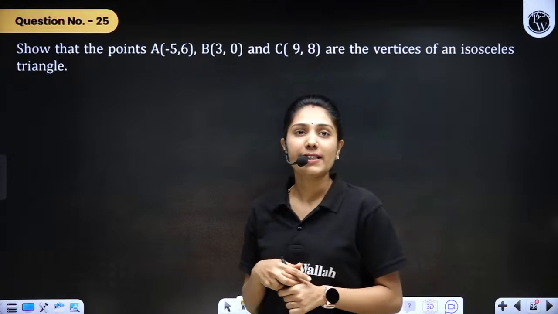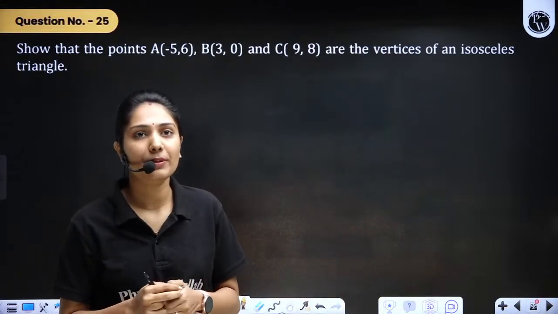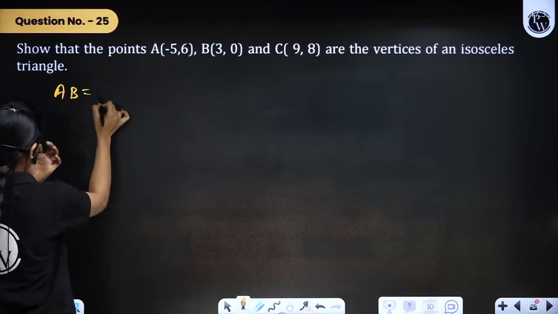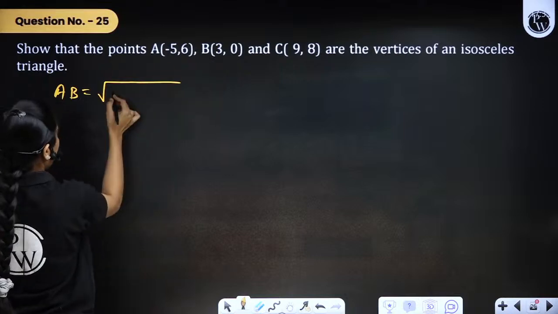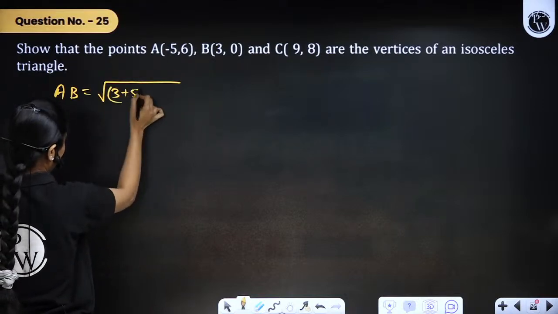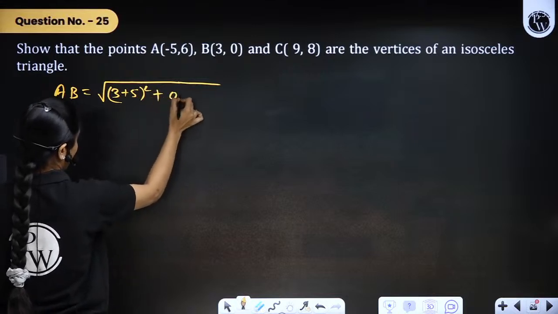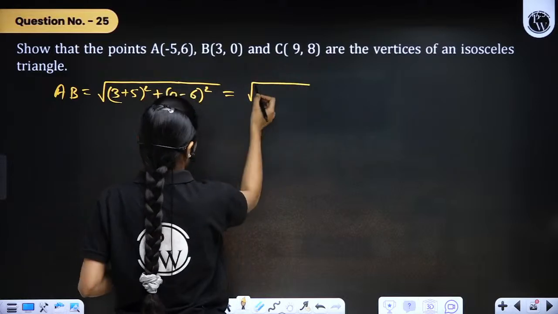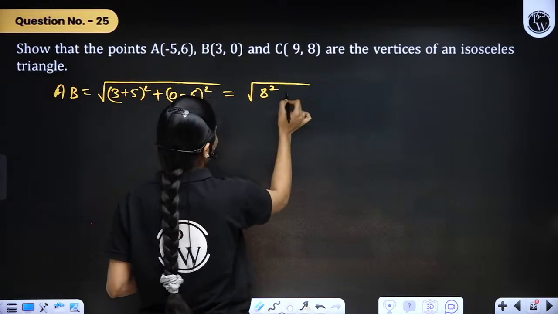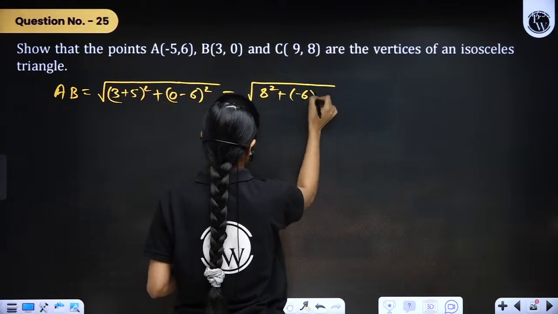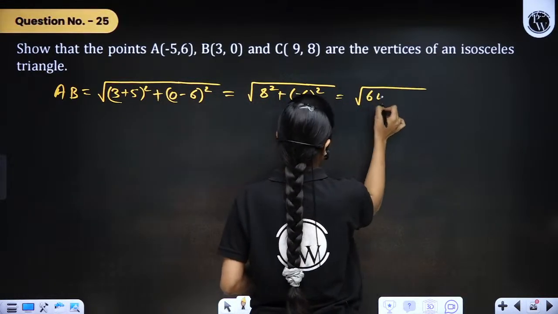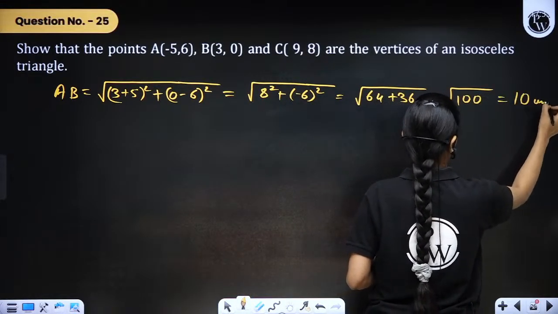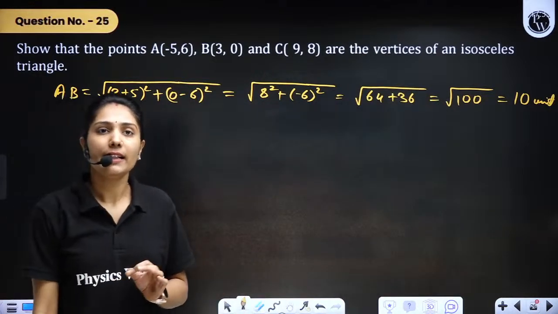Yes, beta, it's the 24-25 sample paper. So the distance AB, if we calculate, is nothing but under root of (3 plus 5) square plus (0 minus 6) square, which is equal to under root of 8 square plus minus 6 square, which is under root of 64 plus 36, which is under root of 100, that is 10 units. Okay, so the distance of AB is 10 units.